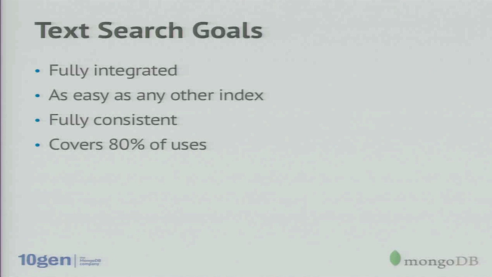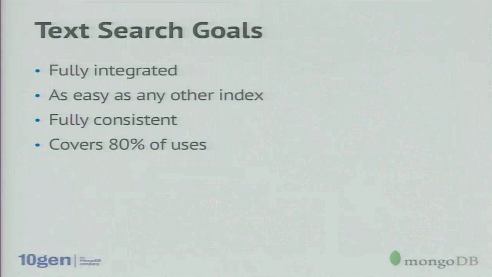A lot of people have also asked for something that is fully consistent, right? A lot of the external solutions take Mongo and replicate Mongo into something else. And that's pretty good for some things, but it's also not fully consistent, right? So if I go and add a new blog post, it may take 5 minutes or a couple of hours for it to show up in my search index, which is definitely not ideal.